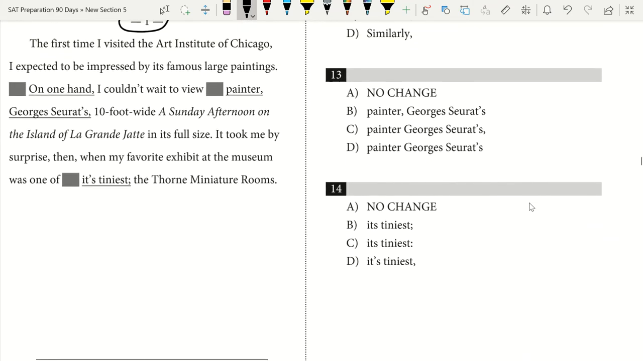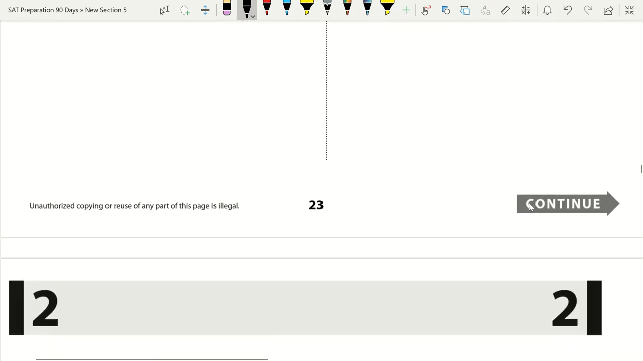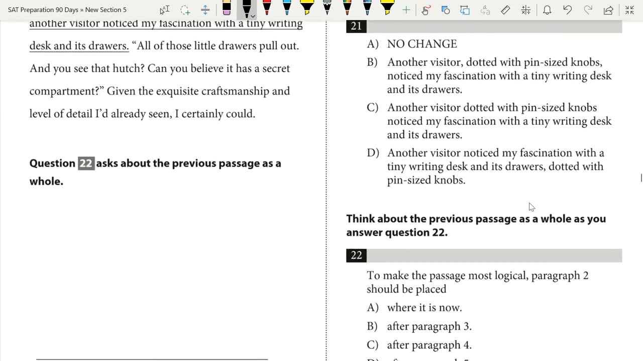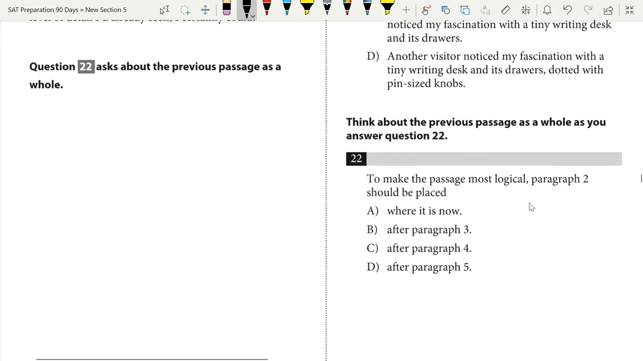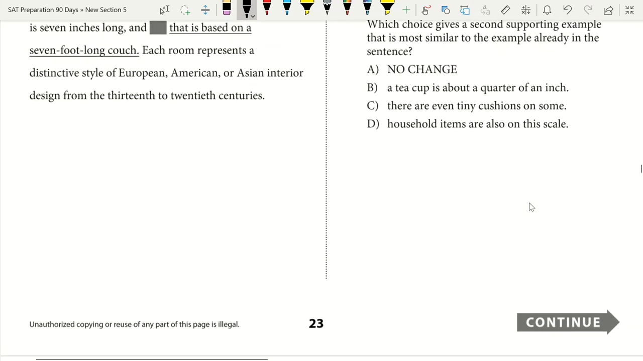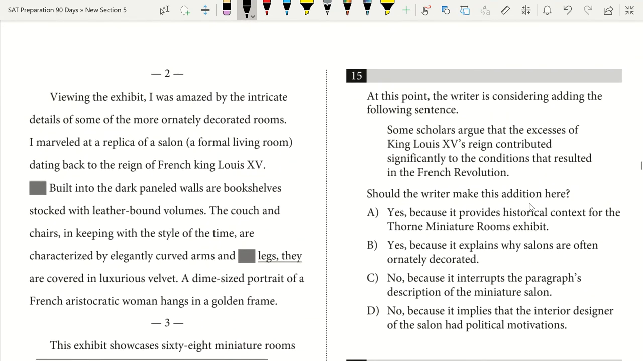So I'll teach you what I would do if I saw that. I'm going to go down to the last part of the passage because that's usually where I'm going to be asked about my paragraph and where it should be placed and which one needs to be placed. I see in this case, I'm placing paragraph two to make the passage most logical. So what I do then is I go to paragraph two, I read it, and I answer any questions that are specific to grammar, right, that aren't specific to the rest of the passage. I'll answer that as I read it, and then when I'm done reading it, I'm going to find something that tells me where it should be placed.